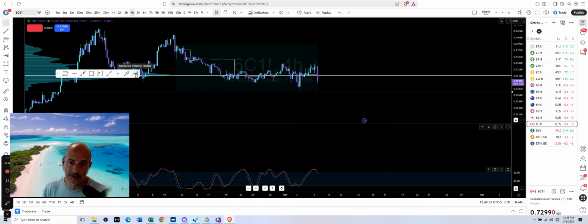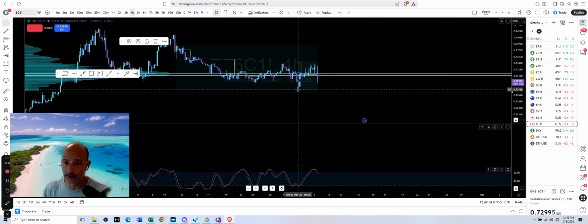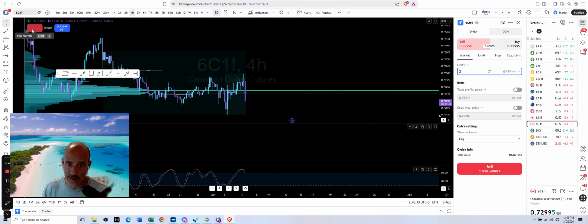So let's talk about this Canadian dollar. Made this low right here. Okay, there's the POC, and you can see the consolidation and now this breakout down. Okay, so you guys want to see live trades. I'm actually going to take this one live.